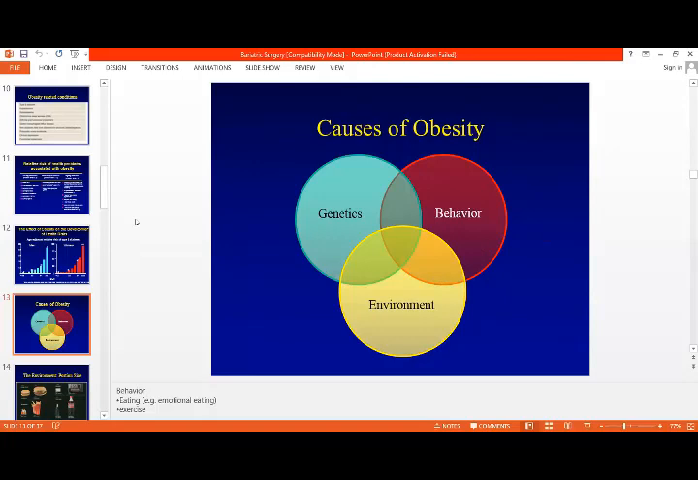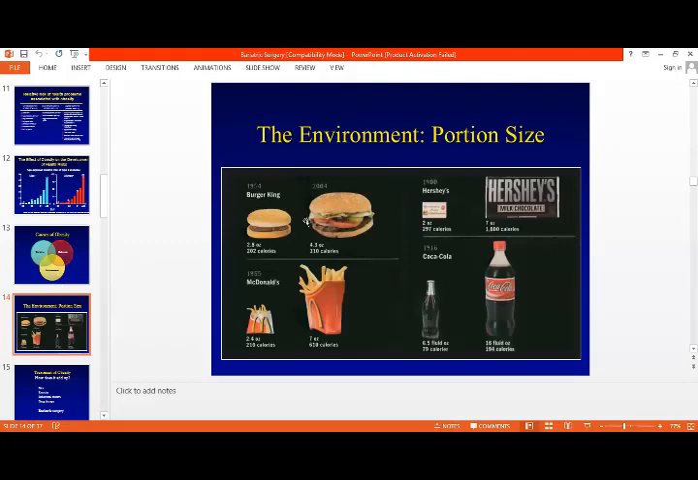So what environmental factors are there? I have this slide here. If you see the sizes of portions of meals and drinks, they are actually increasing with the passage of time. In 1954, Burger King's burger was of this size, only 200 calories. But now it is more than 300 calories. Similarly, McDonald's French fries, a small size, 200 calories. Now they have gone up to 600 calories.